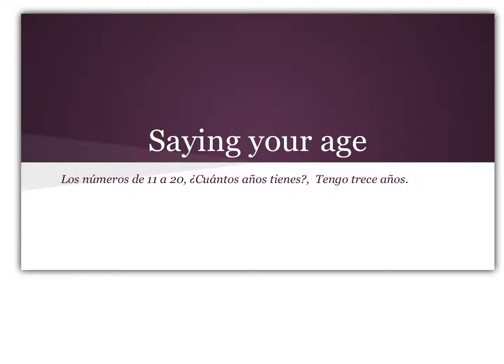Then we'll move on and ask the basic question, how old are you? ¿Cuántos años tienes? And then learn how to reply to that question. Tengo 13 años. How old are you? ¿Cuántos años tienes? I'm 13. Tengo 13 años.